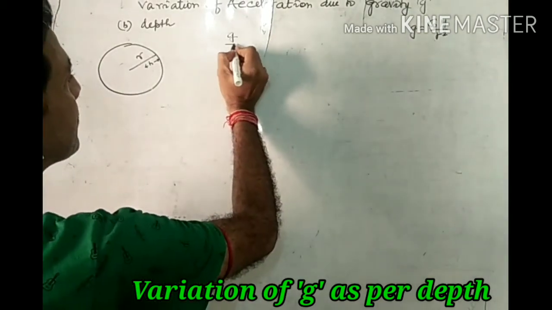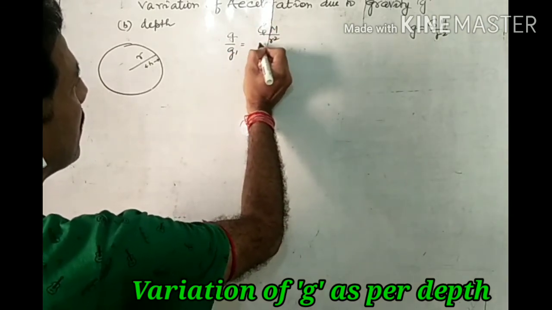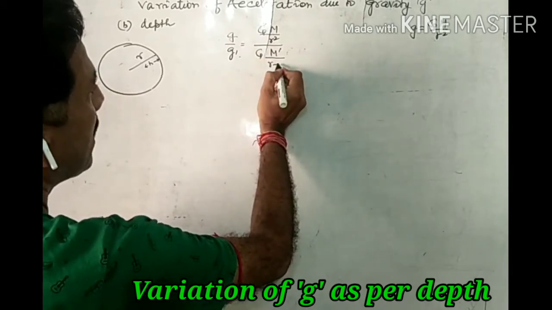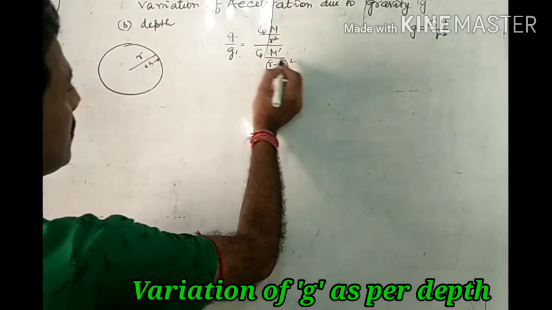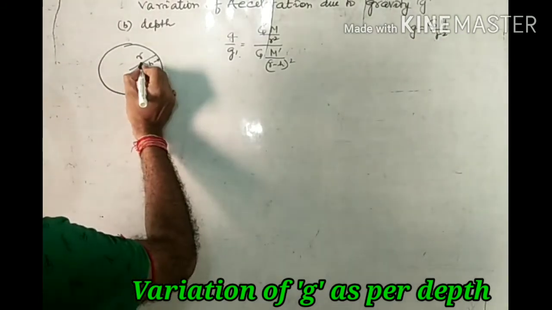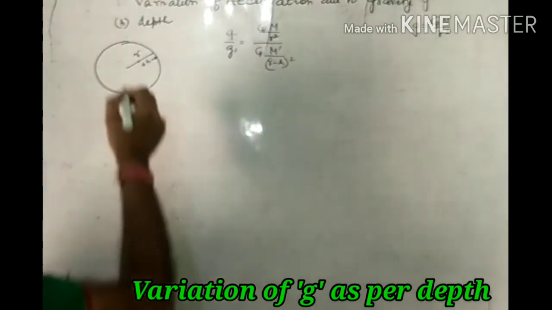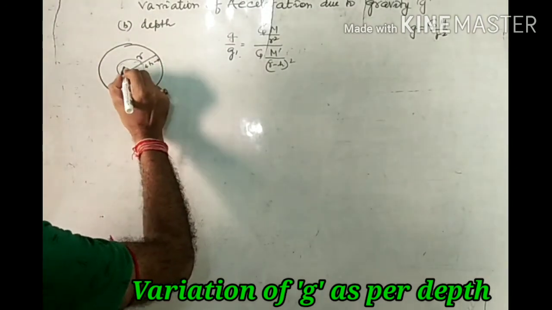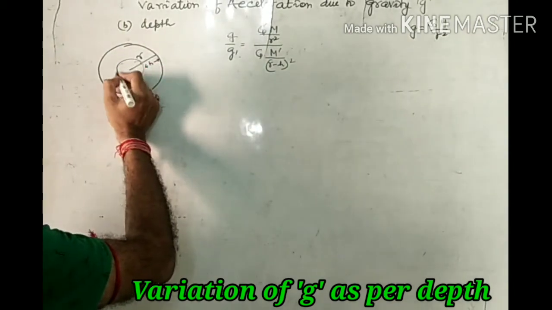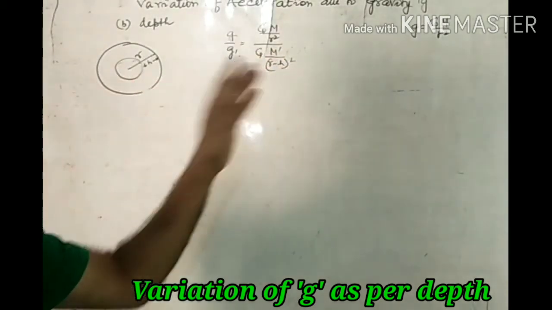So g by g dash, the value of g is GM by R square, and the value of g dash will be GM dash by (R minus h) square. M dash, I have written M dash. Why have I written M dash? Because at this point, if we are going to calculate acceleration due to gravity at certain depth h, the effective mass of Earth will not be the whole mass of the Earth, but this mass of the Earth is effective, and I have supposed this mass is M dash.